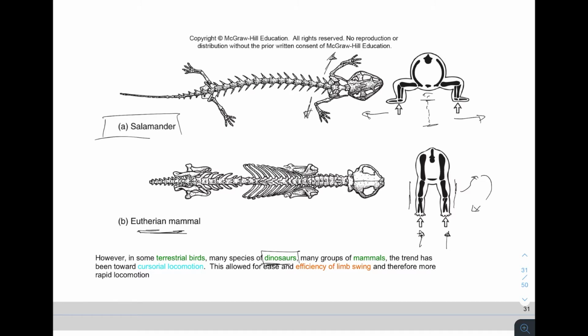Now, dinosaurs were able to become bipedal, and so were mammals, with humans as the example. And the reason why this was even possible was because of this bringing the limbs to the center line, which allowed the animal to actually stand upright and carry its own weight.